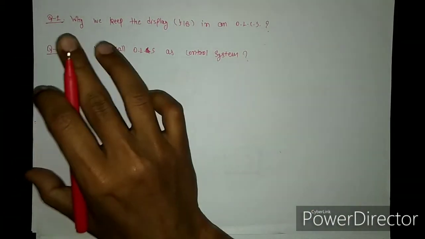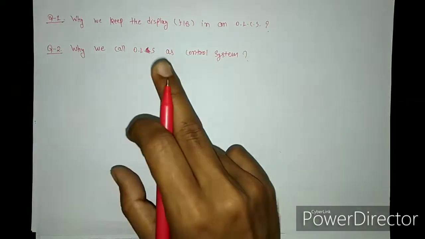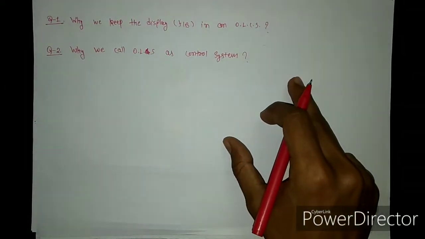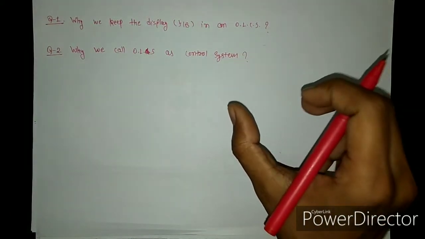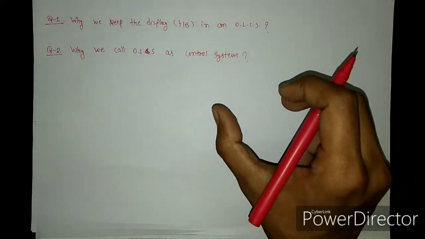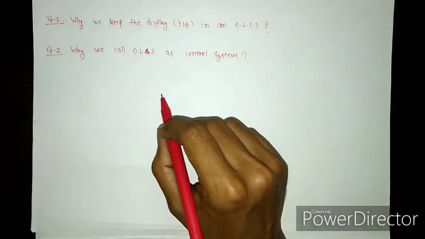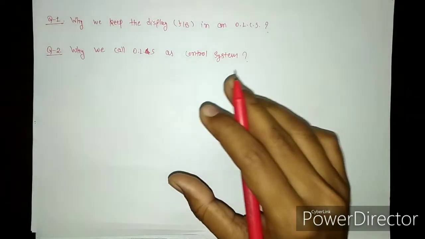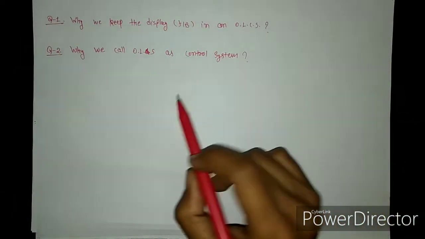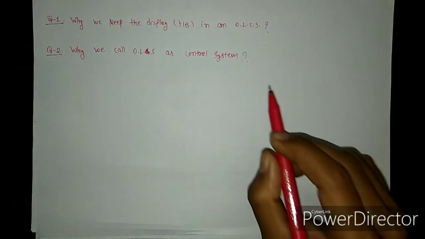Because irrespective of any condition, if for a given input you are obtaining a desired output, then that system is called as controlled system. And you know that in open loop system, for a given input, it's not like that we are obtaining any random output. For a given input, we obtain desired output only.